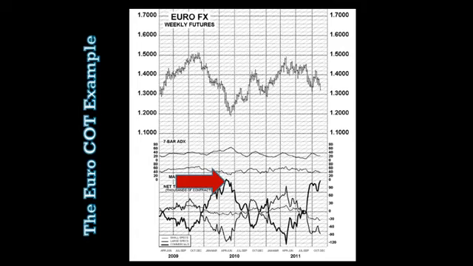Which soon after basically created an extreme net long position, as you can see here. And if you go straight up from that point and see where price was, it traded down to the 120 figure, made a long-term low, and traded off very aggressively.